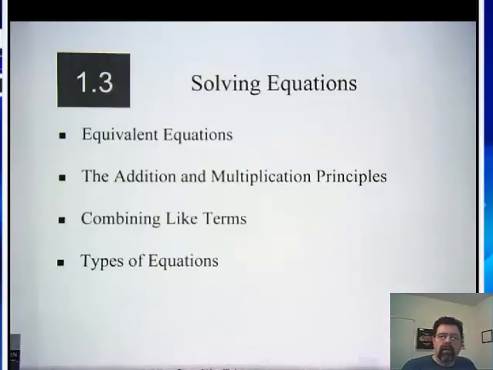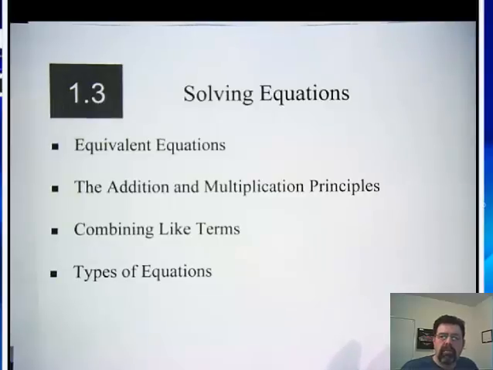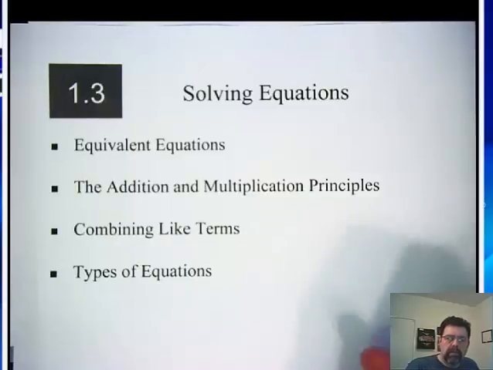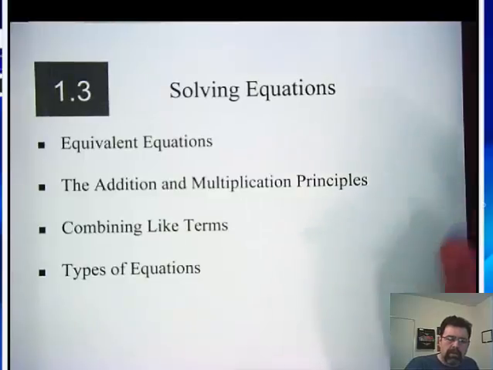Hello, welcome back. For today's lesson, we will be covering section 1.3, solving equations. Our first objective is to define what equivalent equations are and see if we can identify equations that are equivalent.